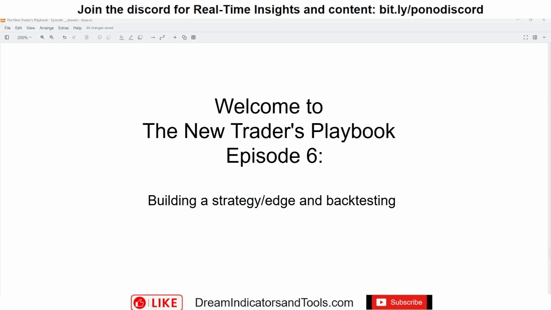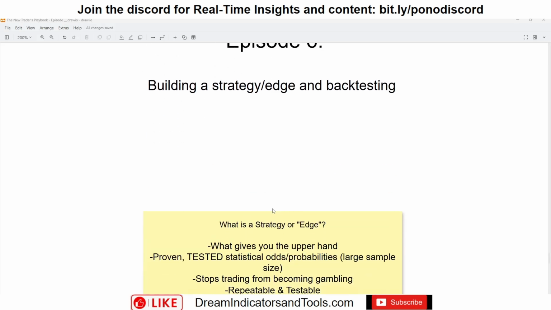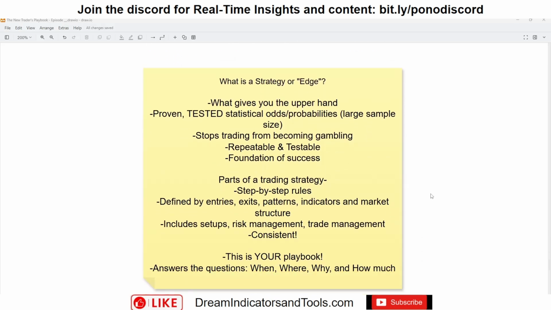Today we're going to be talking about building a strategy, or what's also known as an edge, and backtesting. So we have spent the last 5 weeks talking about candles and reversal structures and types of patterns, just the things that you need to understand when you're a new trader, how to see the market. But now we're going to talk about how to turn that into building your strategy and what that might look like for you. So let's take a look at what is an edge.